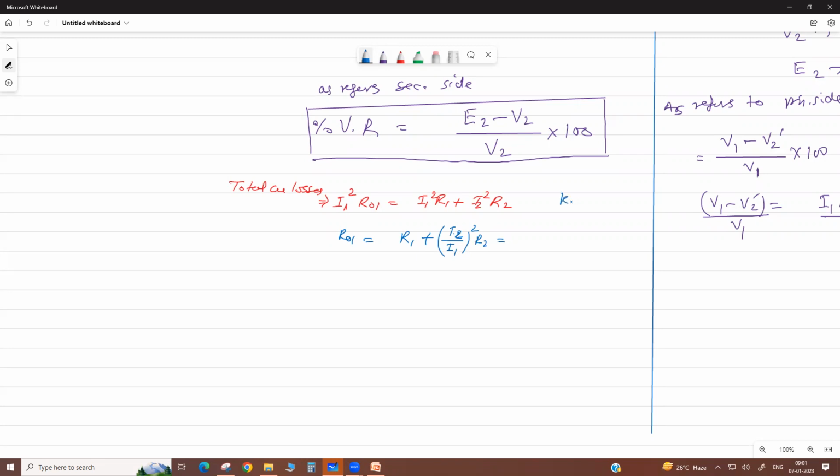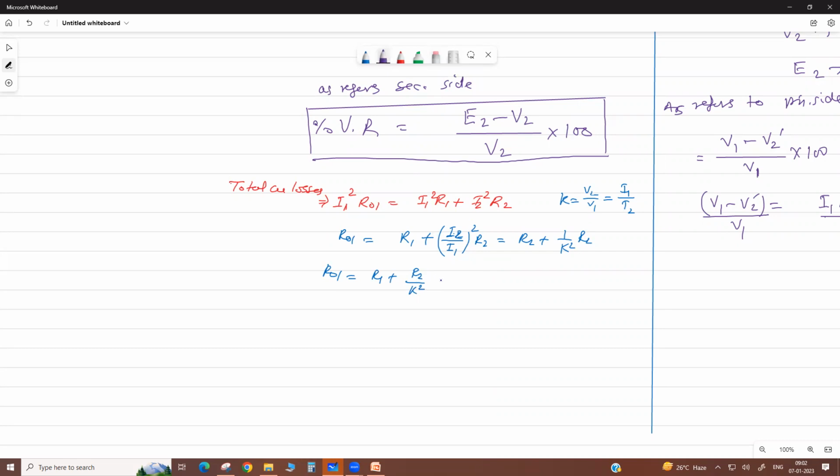Now you know K equals turn ratio. If we take V2 by V1 equals I1 by I2, then I2 by I1 is 1 by K. So we can now write R01 equals R1 plus R2 by K square.